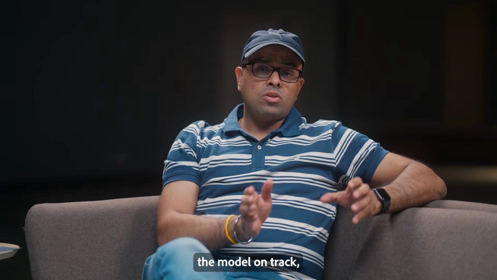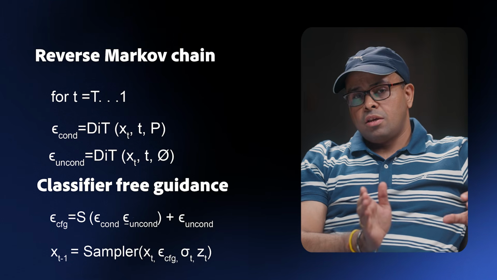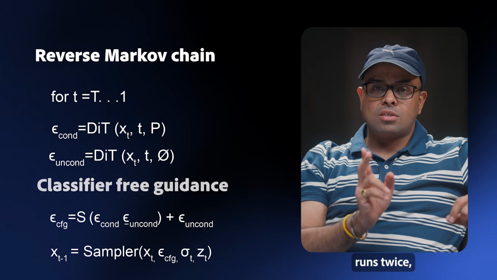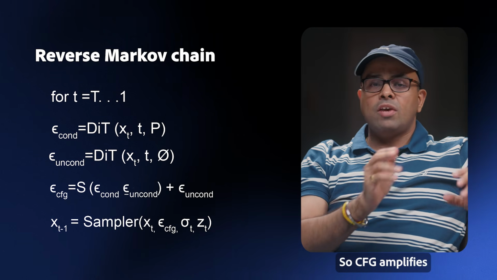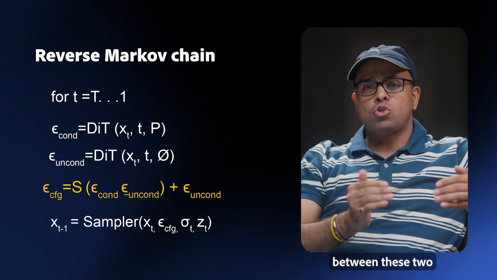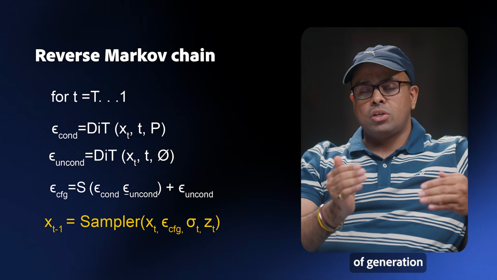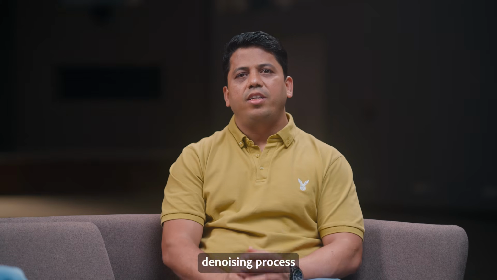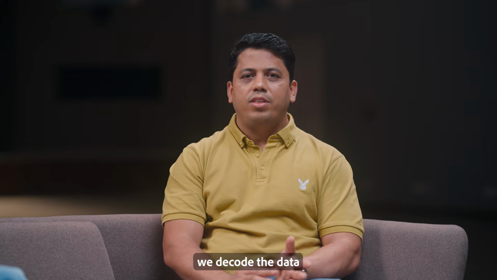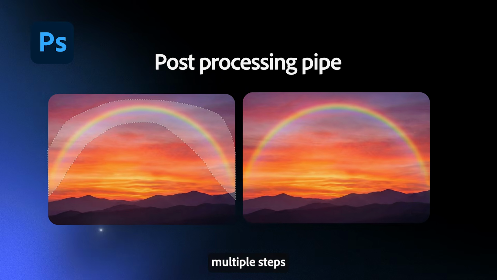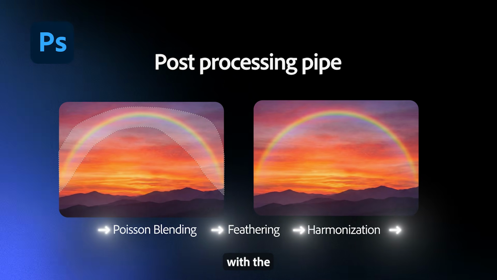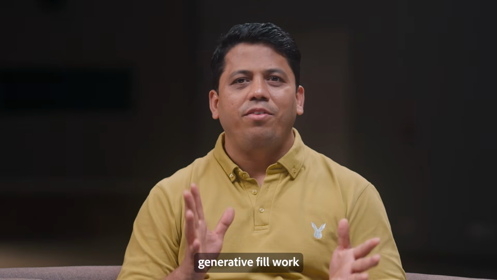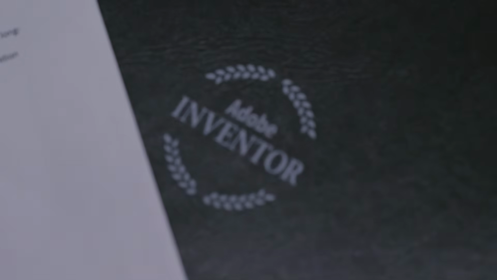So to keep the model on track, we use classifier-free guidance. The diffusion transformer runs twice, once conditioned with the prompt and once without the prompt. So CFG amplifies the difference between these two and steers the direction of generation towards the prompt. Once the denoising process is complete, we decode the data to the pixel space. And then we run a pipeline where we use multiple steps like Poisson blending, feathering, and harmonization to perfectly blend it with the original image. And that's how generative fill works so seamlessly.